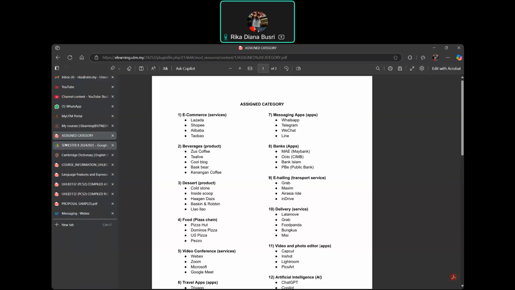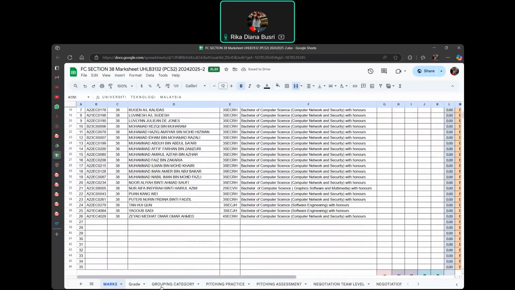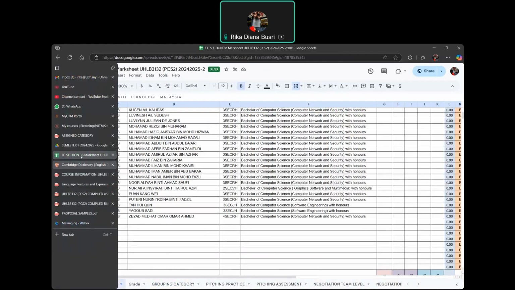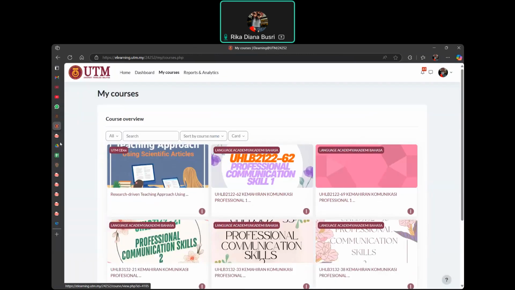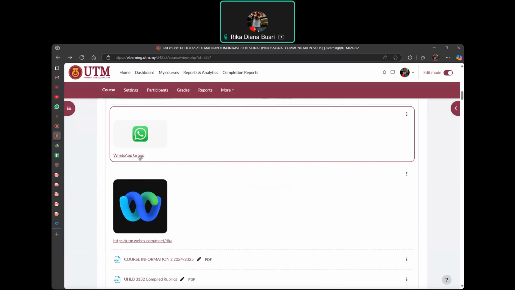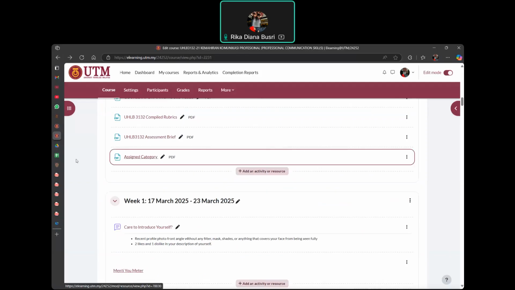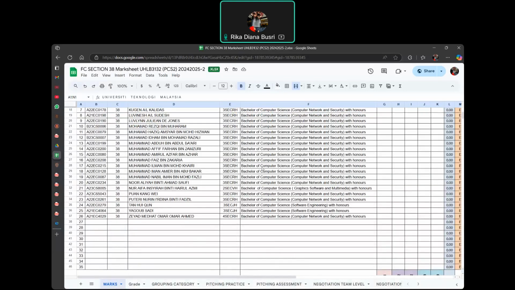The numbers are the categories, the bullets are the subcategories. Now I do know the number of classes are still fluctuating. And this is the mark sheet. Where can you get this mark sheet? If you have not joined our WhatsApp class, please find the WhatsApp link in your e-learning and then join. Once you join the WhatsApp group, in order for you to go to the mark sheet, you have to take a look at the description part.